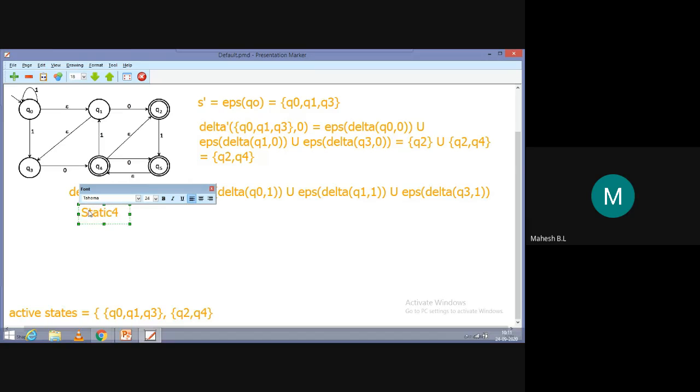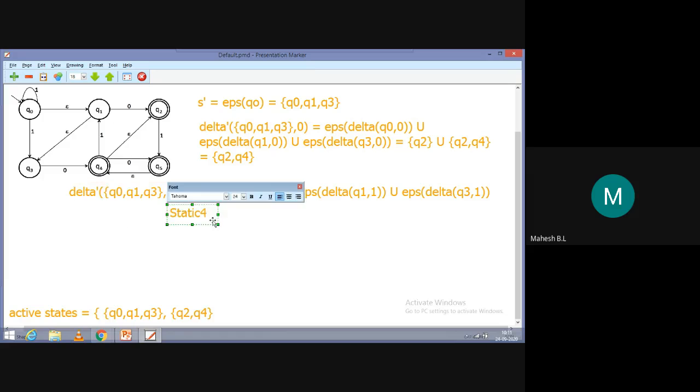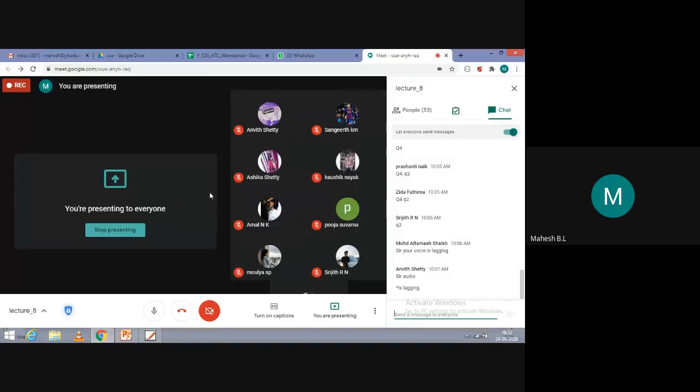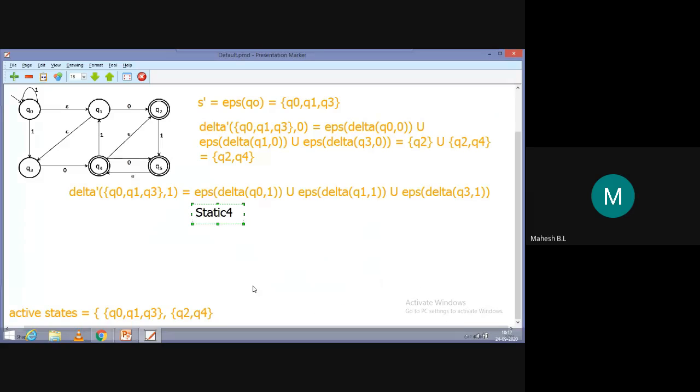So first, what is delta of q naught comma 1?